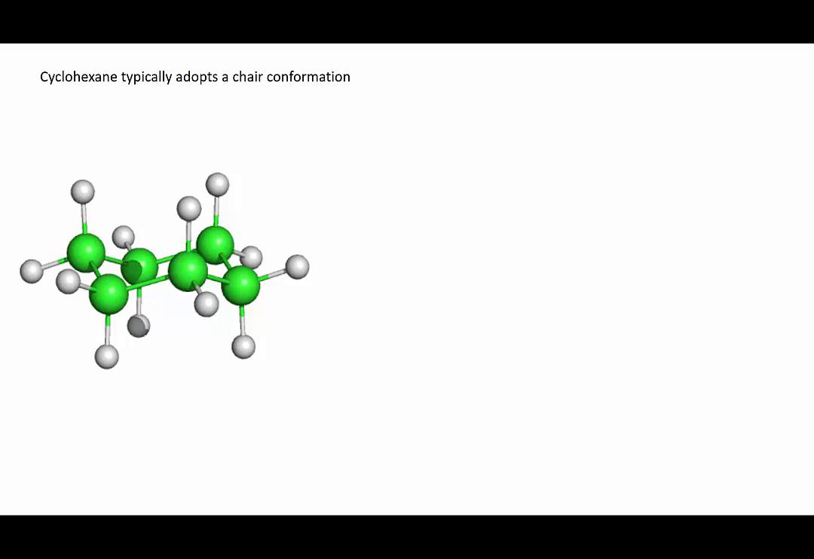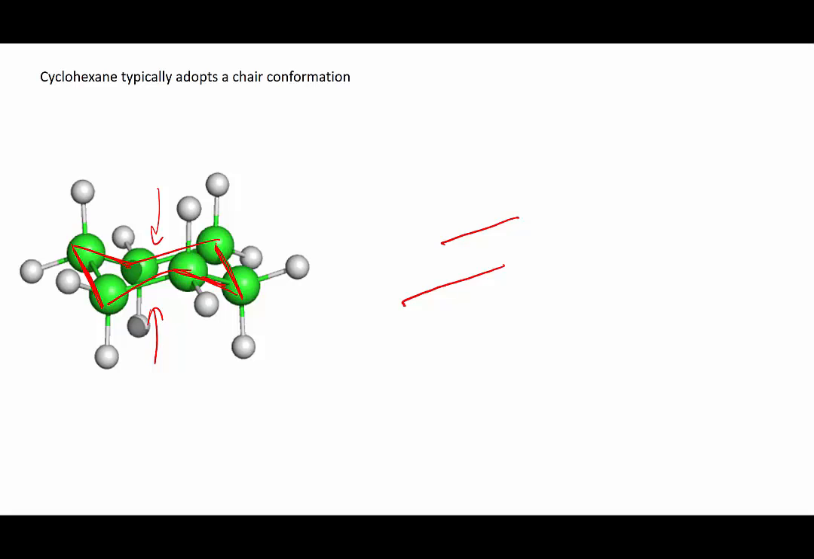Well, the first thing you should notice is that these bonds here and here are parallel. These bonds here and here are parallel. And these bonds here and here are parallel. So if you look at the shape that I've just drawn, you can mimic that shape. First, we're going to draw this bond and this bond.